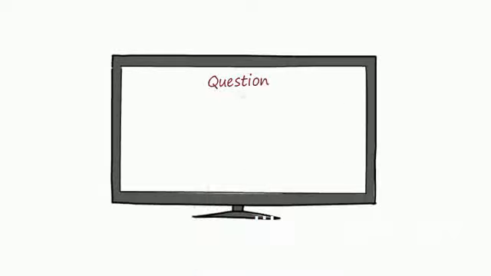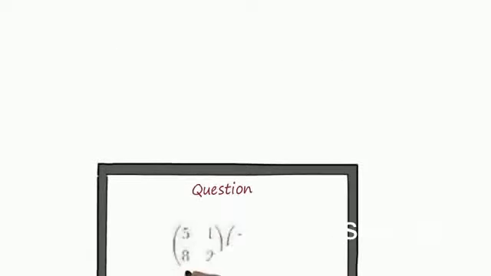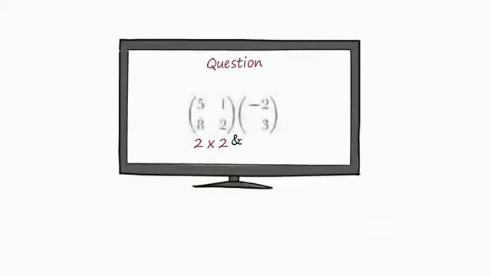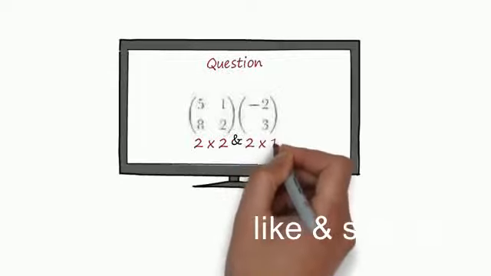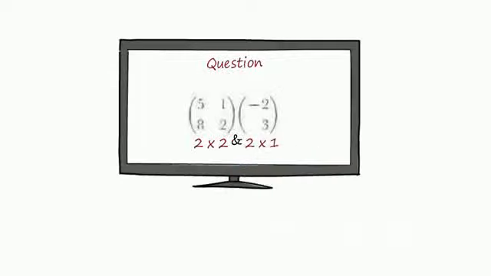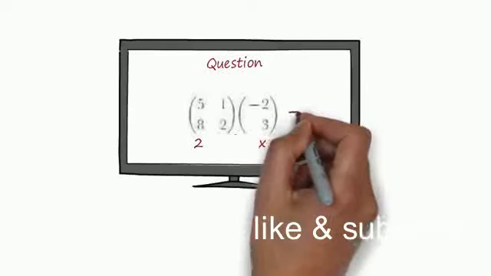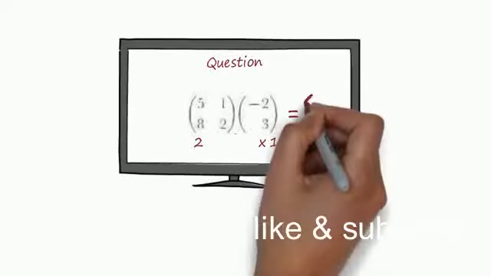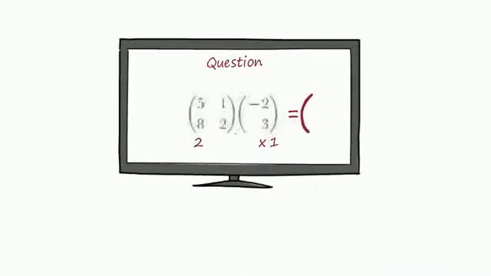But now we want to do a real question whereby we'll be multiplying. We have 5, 1, 8, 2 times minus 2 and 3. The first matrix is a 2 by 2, 2 rows, 2 columns. And the second matrix is a 2 by 1, 2 rows and 1 column as you go down. So our final answer will be a 2 by 1. Now, let's see how we work out the final answer, which is a 2 by 1.